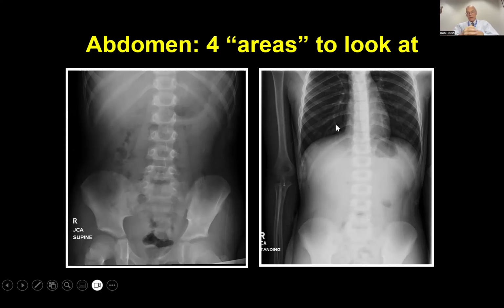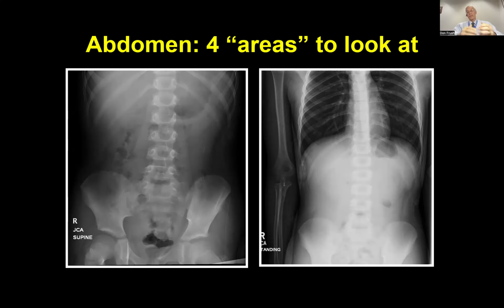Now, if you think about it, 5-4-3, the 4 in the abdomen are very similar to the 4 in the chest. Things that contain air in the chest, things that contain air in the abdomen, bowel gas. Things that are soft tissue and solid in the chest, heart and mediastinum. Things that are solid and soft tissue in the abdomen: the liver, where the spleen is, where the kidneys are, et cetera. Then the extra abdominal, like the extra thoracic bones and soft tissues.